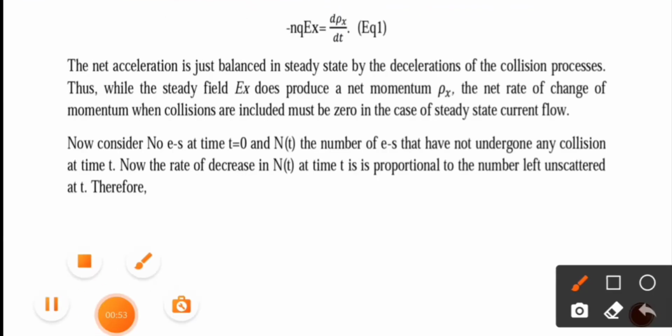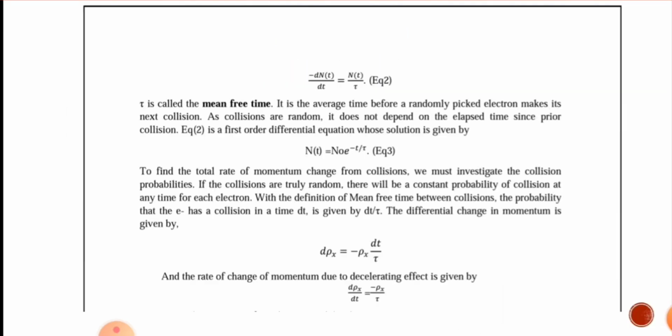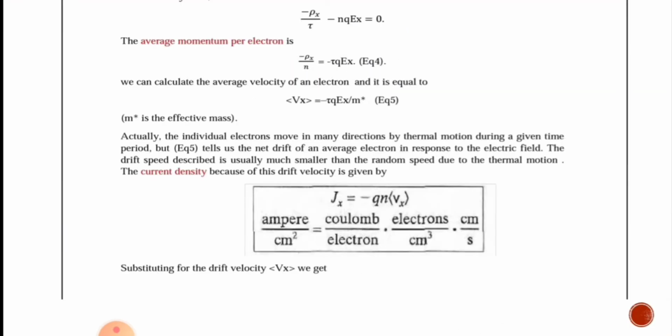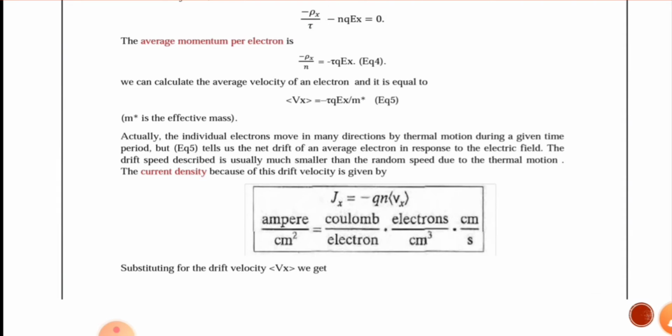And we have seen the rate of change of momentum due to acceleration as dpx by dt is equal to minus nqEx. So at steady state, when adding these two, the answer should be 0. Now in the steady state, the sum of acceleration and deceleration is 0. So adding both equations, we can write minus px by tau minus nqEx is equal to 0.